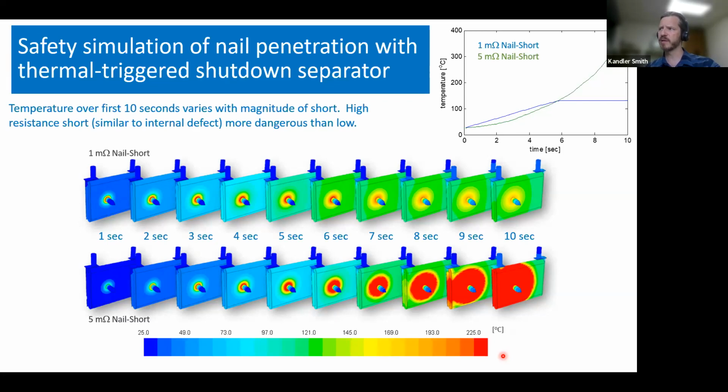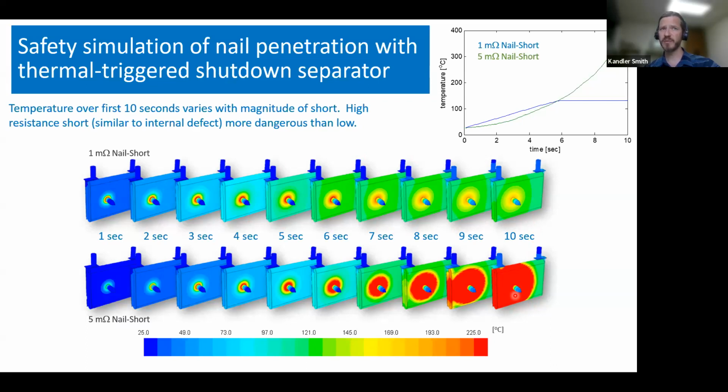I won't go into the details here, but you can get different outcomes, particularly with a shutdown separator. That is a technology where the separator between the 2 electrodes melts and closes off the pores at around 130 degrees Celsius. And depending upon the magnitude of this resistance, which dictates the discharge current, you either heat up the cell very uniformly and the shutdown separator is effective, or you heat up the cell non-uniformly, in which case portions of the cell go into thermal runaway and it propagates. And so these CAE tools or physics-based models are really useful for reducing the amount of experiments that you have to run in the laboratory to prove the safety of a system.